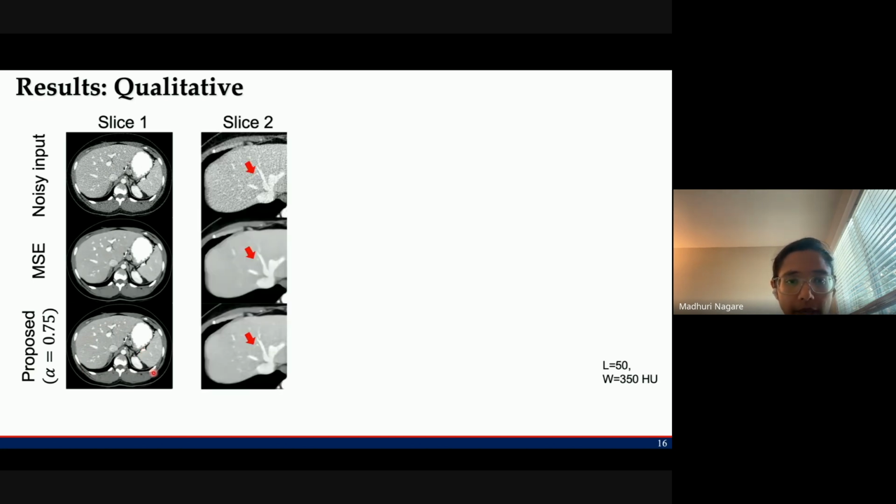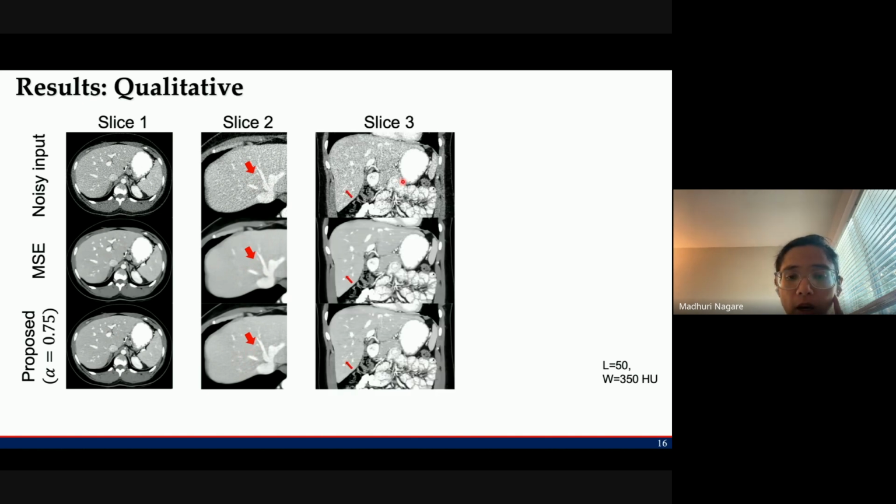This is another slice of the same exam. As you can see, this feature, this vessel, was completely lost in MSE, and we could recover it with our bias reducing loss function. This is an orthogonal scan of the same exam, so this performance is consistent even in orthogonal planes. This vessel was not visible in MSE, and we successfully recovered it.